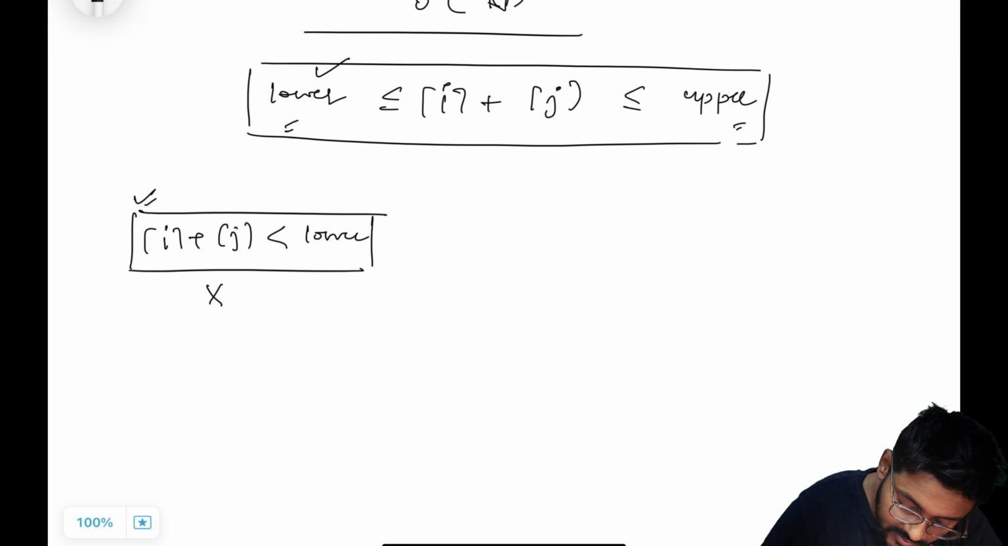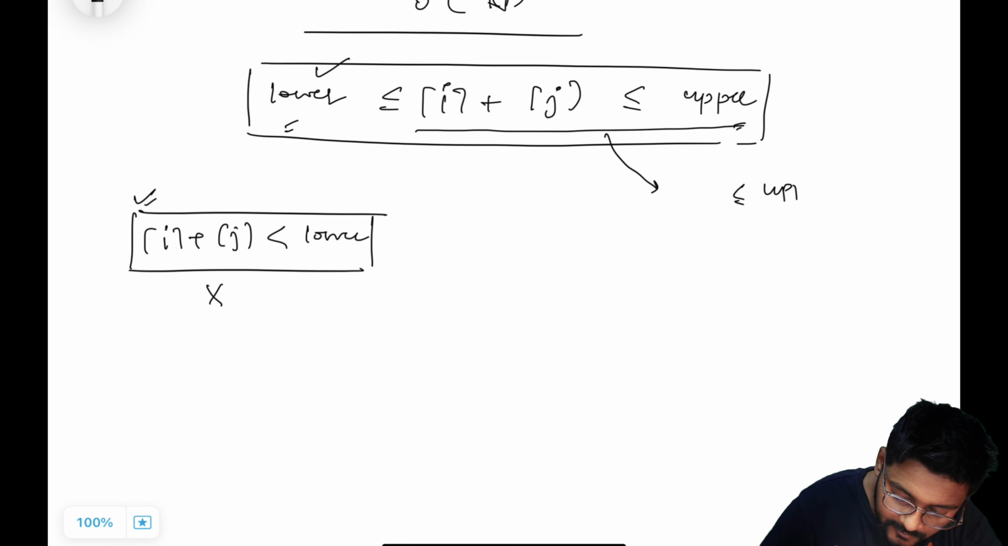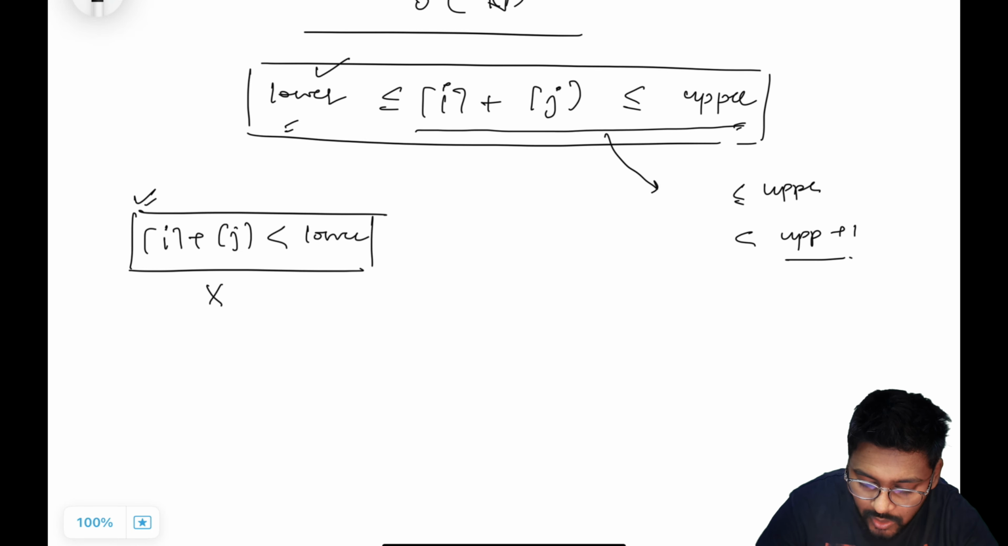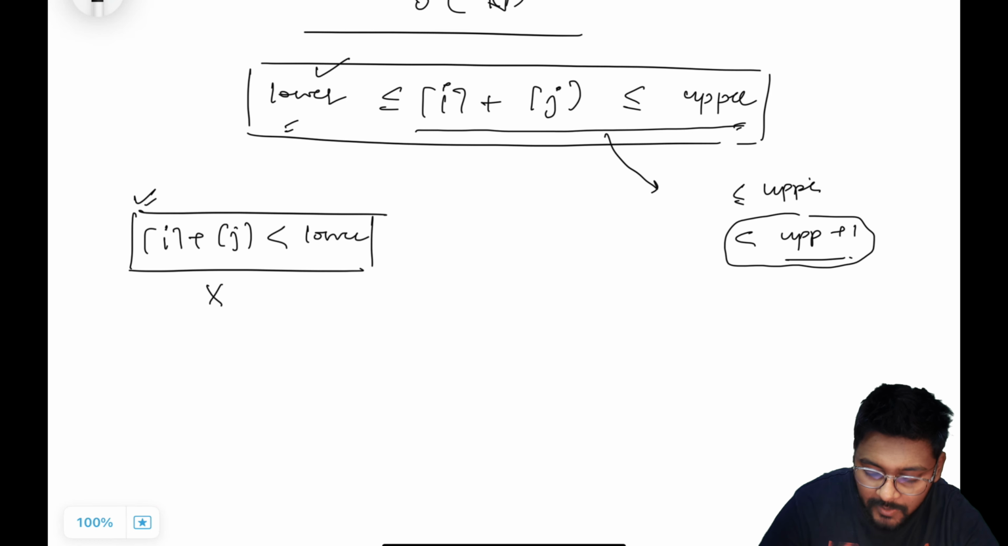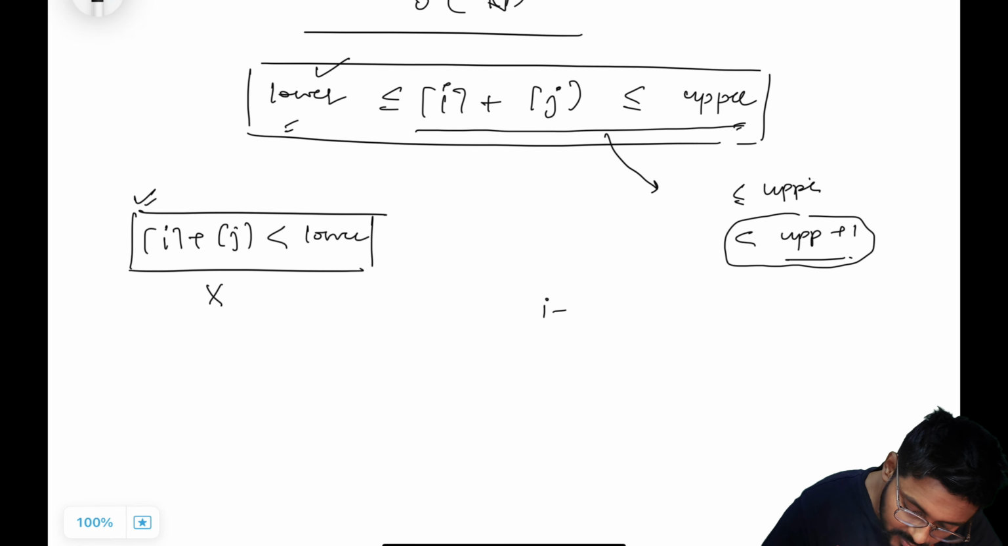Okay, this one is checked, and now let's have a look at this one. Less than or equal to upper. Can I write it something like this? Less than upper plus 1. The next value to upper is always upper plus 1 because all are integers. So I can write it like this, and this is the same. Upper plus 1 is the target here. So value at i plus value at j is less than upper plus 1.